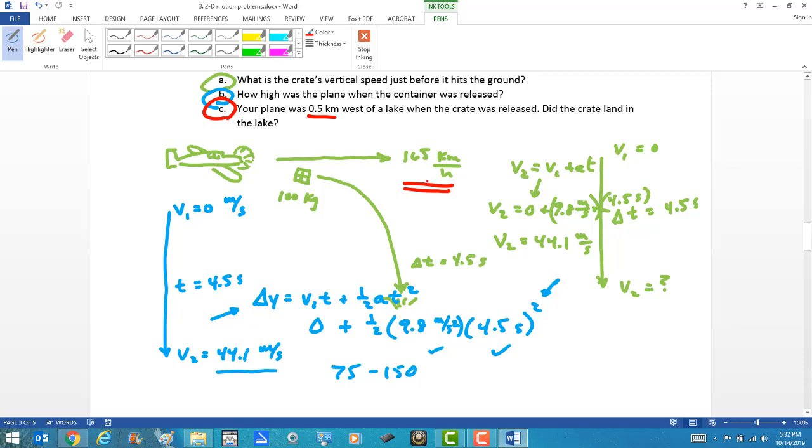And you know how long the crate was traveling through the air, 4.5 seconds. So you have all the information you need. We're going to need to use velocity equals distance over time, and then rearrange that to solve for distance. So to do that, you would just multiply both sides of that by t, like that. The velocity is this. We're going to need to convert that hours into seconds. How do you do that?